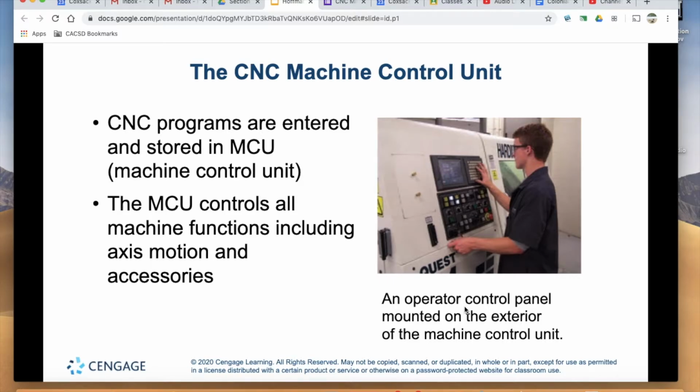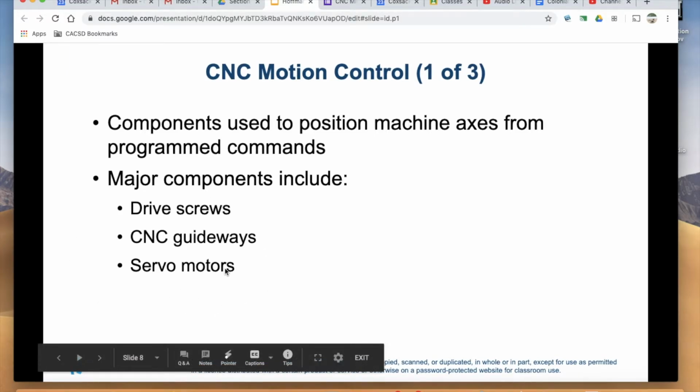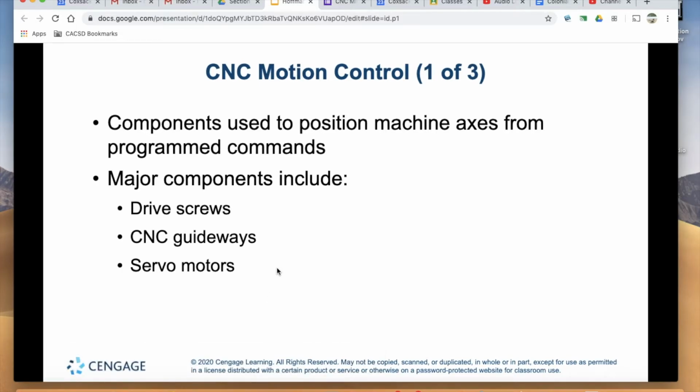CNC programs are entered and stored in the machine control unit. The MCU controls all machine functions, including axis motion and accessories. So we'll get into some of the menus on that in the next few days. Components used to position a machine axis from program commands, such as drive screws, ball screws, CNC guideways, and servo motors, are essentially what make CNC machine control possible. We'll take a look at a couple examples of those different components.